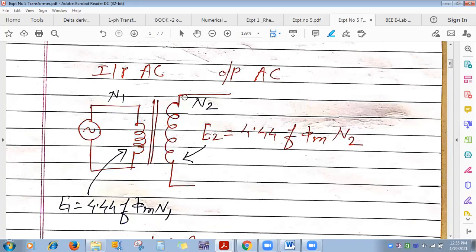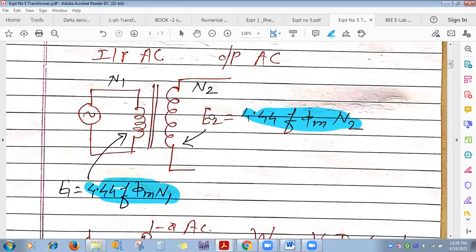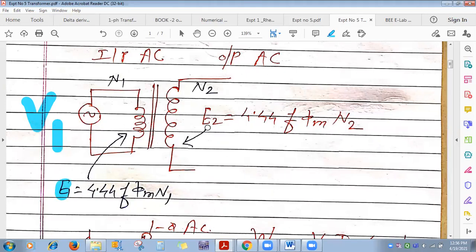Now the secondary, as you can see, is open. As it is open, EMF will get induced in it, which is E2 equal to 4.44 f phi m N2. We have seen in theory in the previous lecture that all these parameters are constant. That's why E1 and E2 both are constant. And V1 we are going to keep constant in this method at 110 volt. So in this method all voltages are constant: V1 input voltage is constant, E1 is constant, E2 is constant.